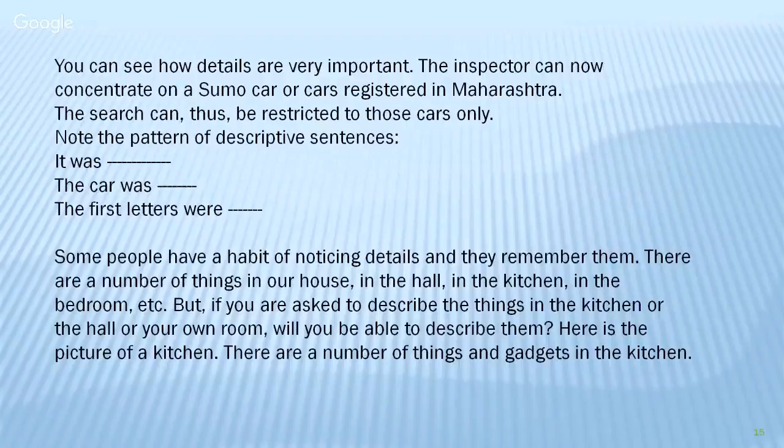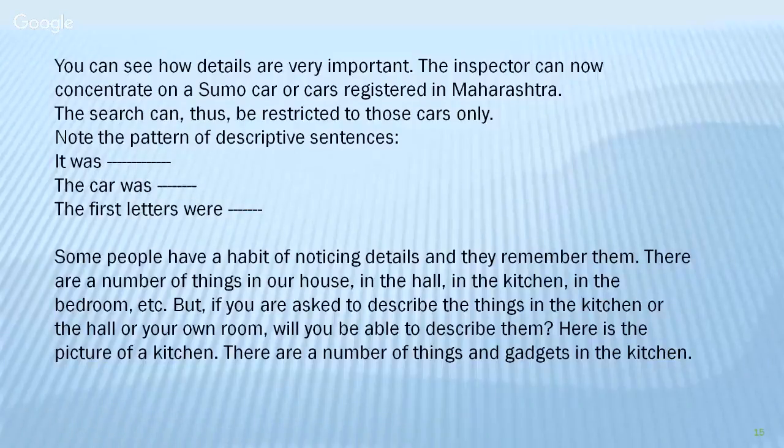Some people have a habit of noticing details and they remember them. So some people do this very well, they note all the details around them and remember them. There are a number of things in our house, in the hall, in the kitchen, in the bedroom, etc. But if you're asked to describe the things in the kitchen or the hall or your own room, will you be able to describe them? So the house we live in every day, our hall, our kitchen, our bedroom. If you are asked to describe your bedroom or your hall, we think for a moment, right, what is actually there? Because though we see it, we don't notice it.